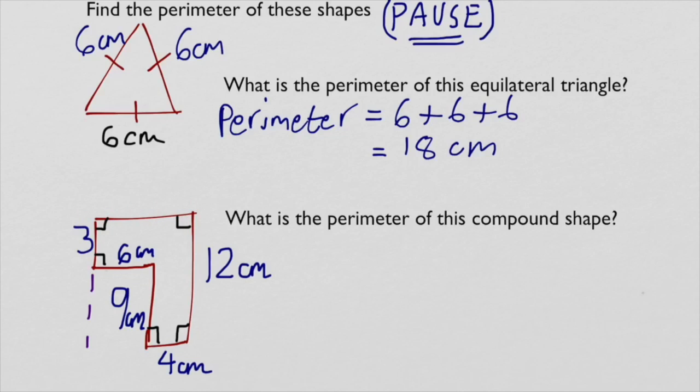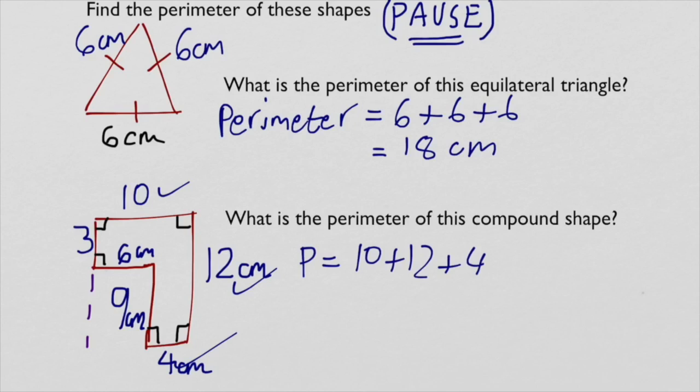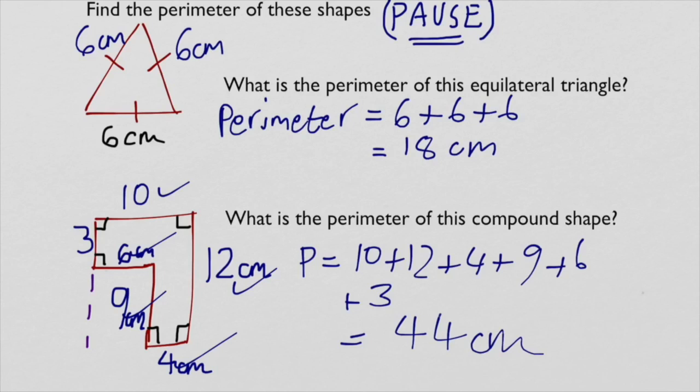which equals 10. So in that case, perimeter is going to equal 10 plus 12 plus 4 plus 9 plus 6 and plus 3, which equals, add those two together, 22, 26, 35, 41, 44 centimeters. Excellent if you got those two correct.